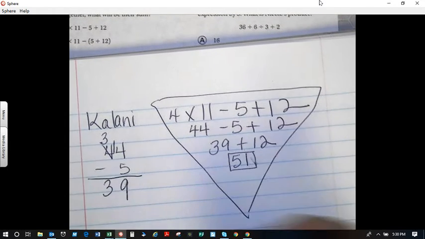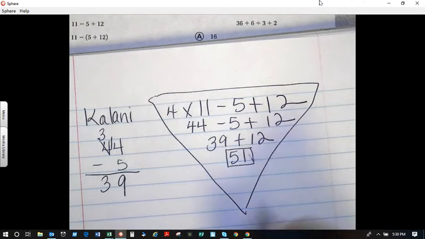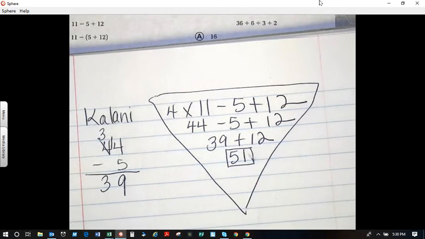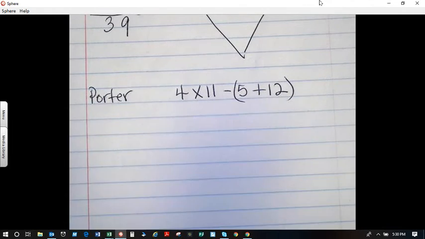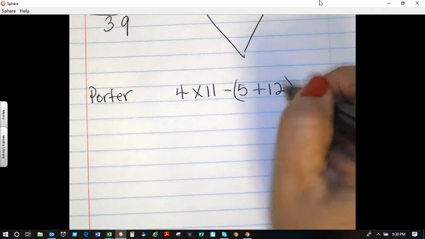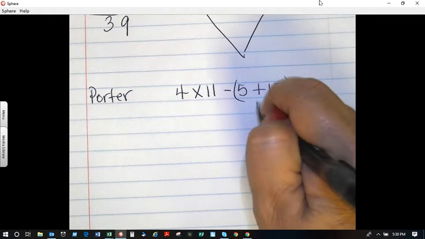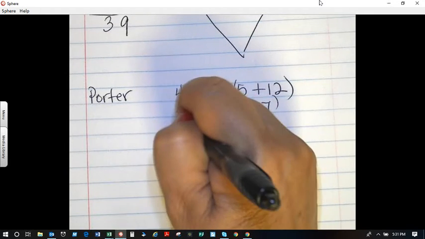All right, now let's look at what Porter had. Now, Porter's is just slightly different. He has the 4 times 11, and the numbers are still the same. But what was added to his? That's right, the parentheses. Okay, so here's Porter's. Now we got to go to the groupings first because this is GMDOS. Go to the groupings. So I have 5 plus 12, and that gives me 17. And I'm going to write down the rest of the equation, bring down everything.